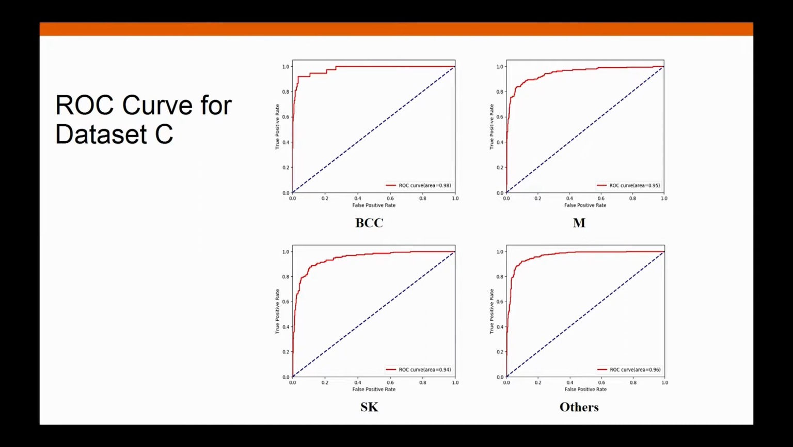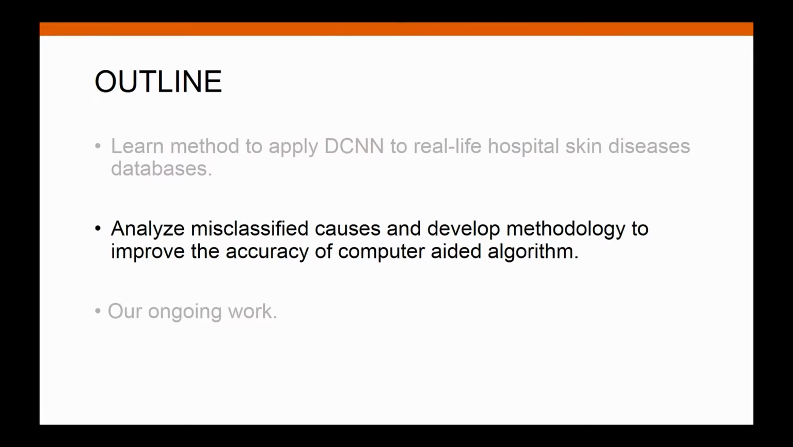So we are just wondering why some groups have a higher accuracy than other groups while they are training together and even using the same number of images for training. That brings out our second session, where we want to analyze the misclassification causes and develop methodology to improve the computer-aided algorithm's accuracy.